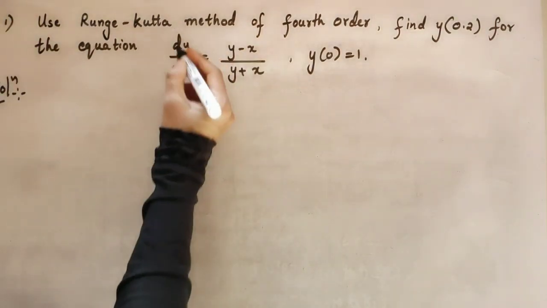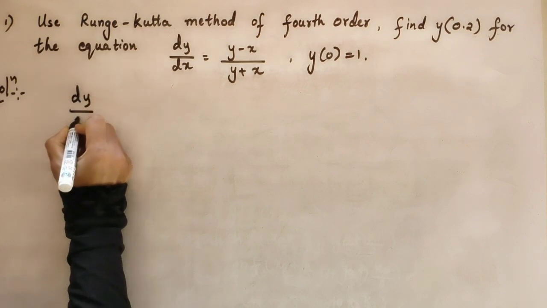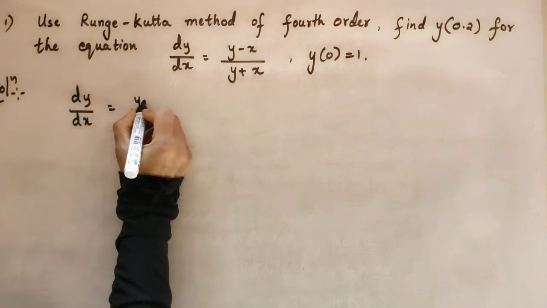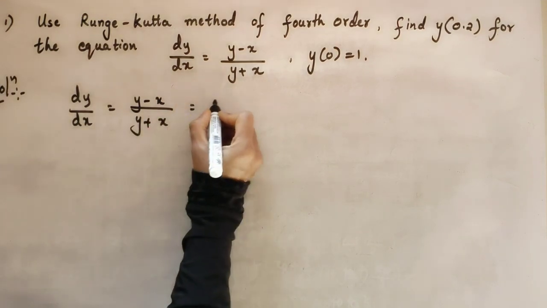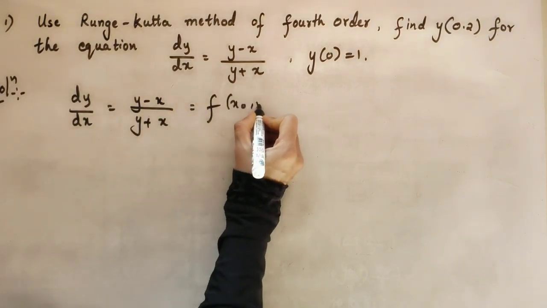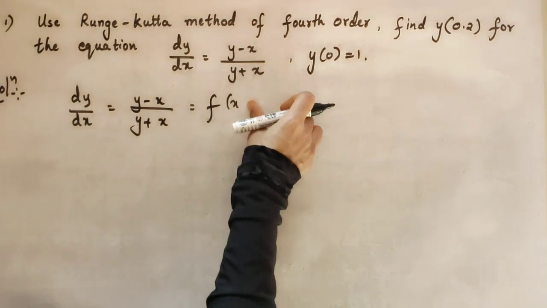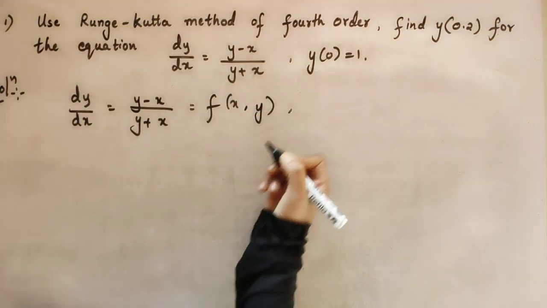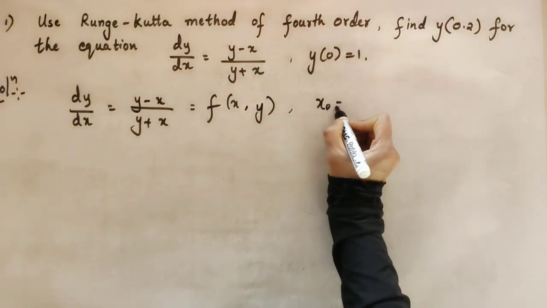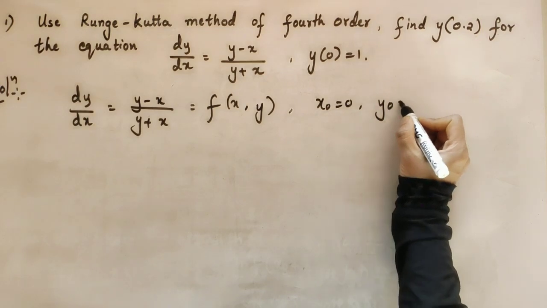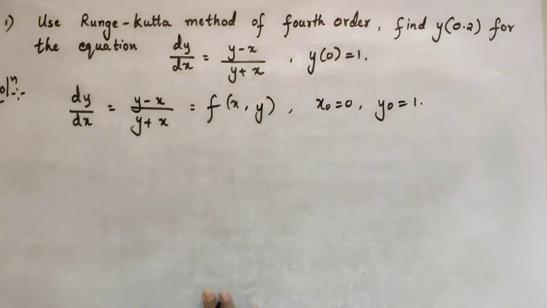First consider the dy by dx. Dy by dx is equal to (y minus x) divided by (y plus x). This is going to be your f of x, y. Write it aside. F of x, y. And it's given that y of 0 is equal to 1. It means your x naught is 0. Correspondingly, y naught is 1. Keep it aside. So with all these given things, your f of x, y is this, and x naught is 0, y naught is 1.